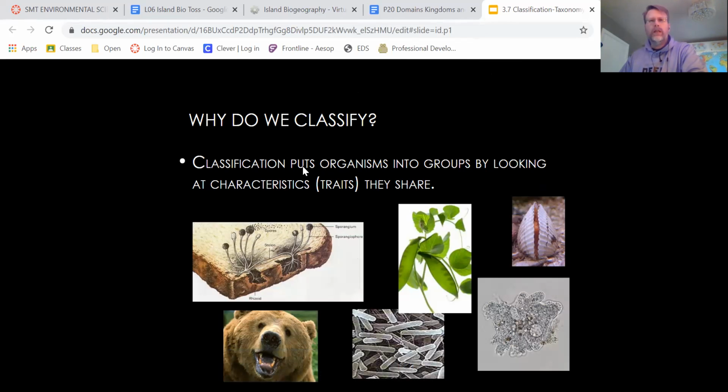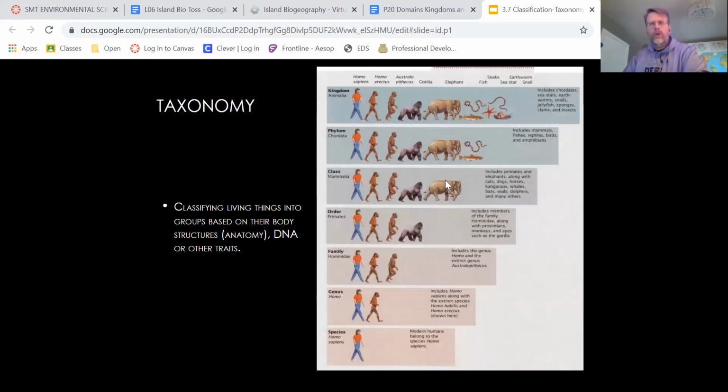All right, so classifications put organisms into groups by looking at characteristics or traits that they share. If we go back to the 1600s and 1700s, there are a lot of people doing stamp collecting type biology and botany. They're putting things together based on characteristics: big things over here, green things over there, and they started gathering them and sorting them, and patterns started to emerge. Once they had those patterns, they could start naming things and classifying them into groups based on their structure. And now we can start classifying them based on their DNA and other traits.